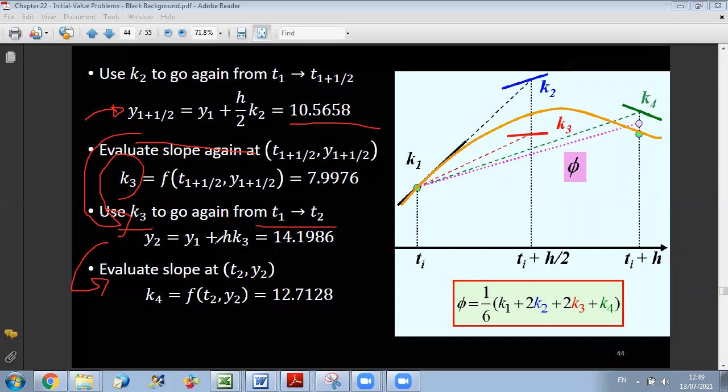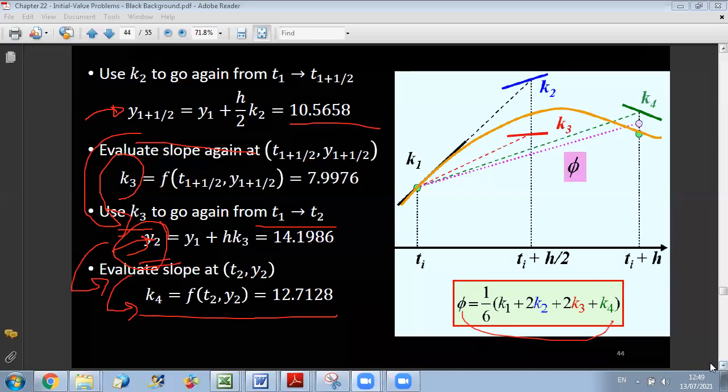So I go a step h to evaluate y2. And this is not the final evaluation of y2. I just use it to compute k4 at t2, y2. Once I get k4, I will update y2 by finding now the mean slope as a weighted average of k1, k2, k3, k4, of course, in the second step.